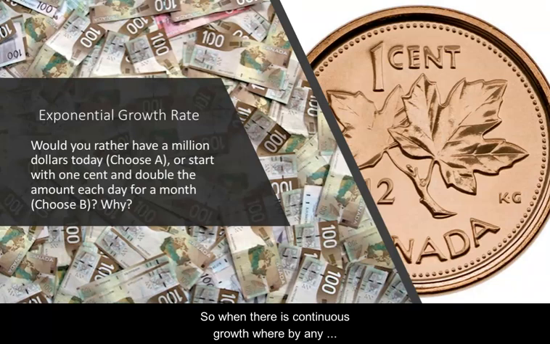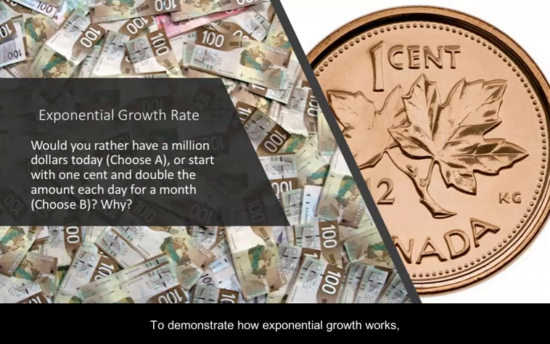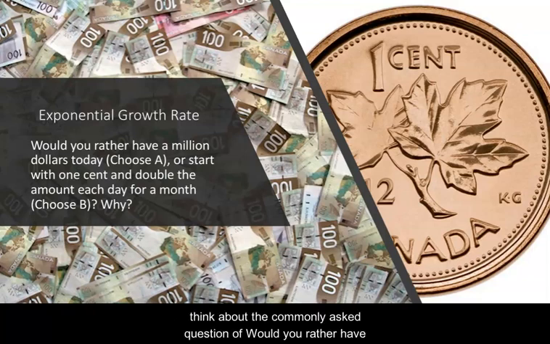So when there is continuous growth, whereby any individual that reaches sexual maturity can reproduce, the population can grow extremely rapidly, and in that case, it exhibits exponential growth. To demonstrate how exponential growth works, think about the commonly asked questions of, would you rather have?